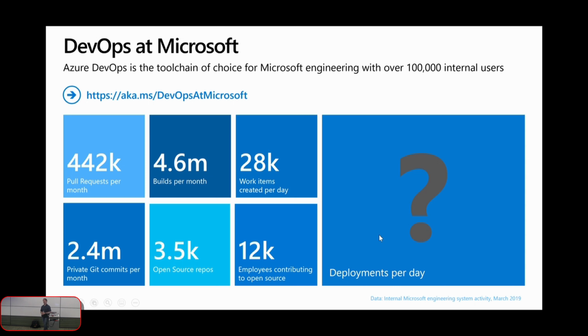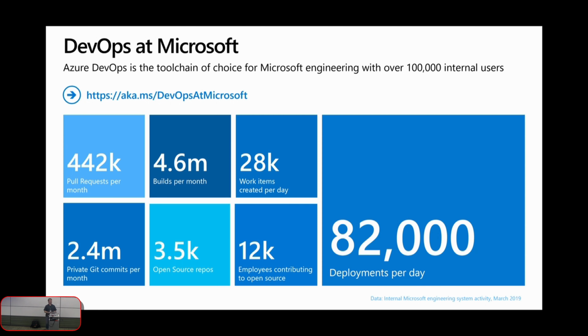Deployments per day. Anybody want to take a guess on deployments per day throughout Microsoft? Just a wild guess. What's that? 10,000? Somewhere in between. 82,000. So every day, 82,000. I have not done the math, but I'm guessing that's a few a second or something. I don't know. It's a lot. It's more than we do. But so yeah, the real point of showing a slide like this is if you have ever wondered, will Azure DevOps scale to whatever your organization is? Odds are it will. So odds are.